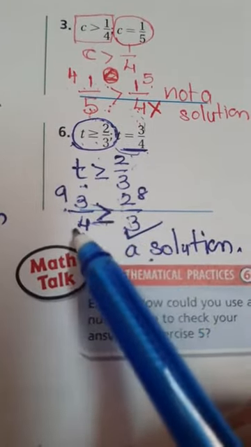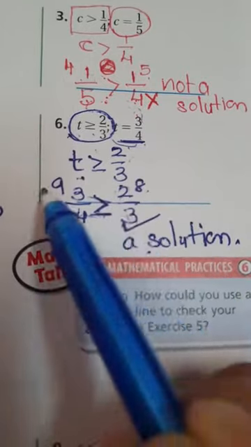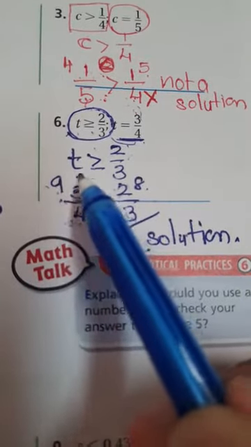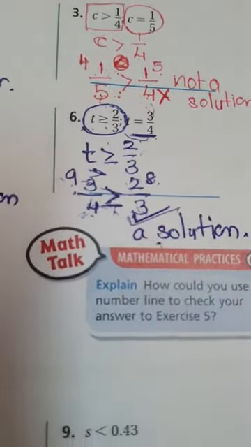How do we find out? I told you, cross multiply them. So 4 2s are 8. 3 3s are 9. So is 9 greater than 8? Yes, it is. So it is a solution.